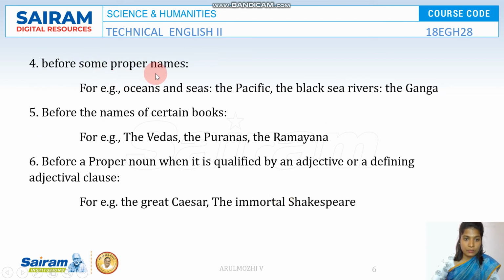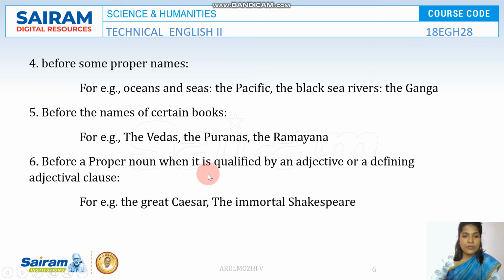Before proper nouns, some proper nouns like oceans and seas, rivers, mountain ranges, we have to use the before it. The Pacific, the Black Sea, the Ganges. Before the names of certain books, classic books, we have to use the. The Vedas, the Puranas, the Ramayana, the Bible, the Quran, world famous books must take the before it.